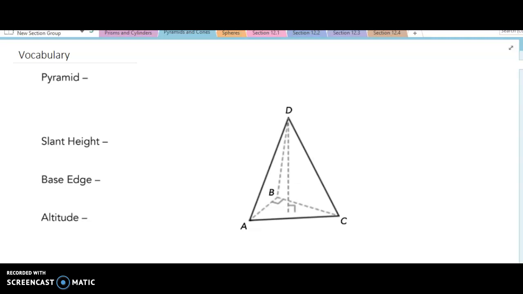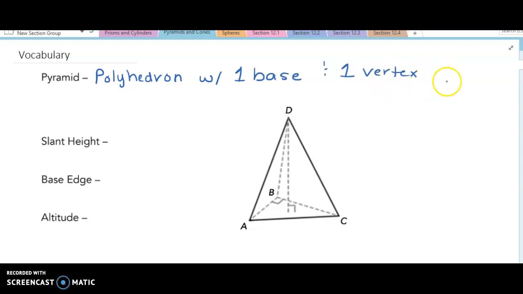Alright guys, so this is the foldable that goes over the volume and surface area of pyramids and cones. So first of all, a pyramid, to define it, it is a polyhedron with, now we have only one base. Remember prisms, we have two, and one vertex. Okay, and the bases and the vertex are always going to be at opposite ends.